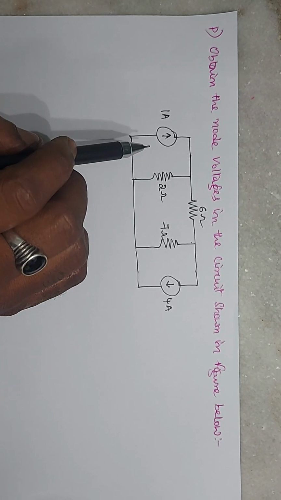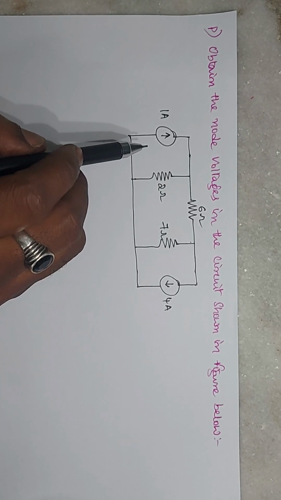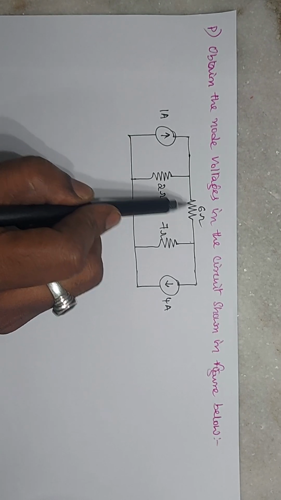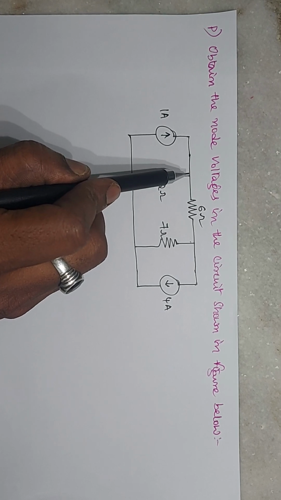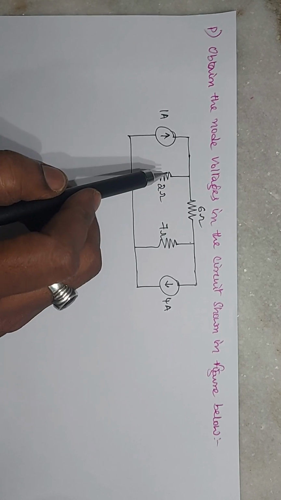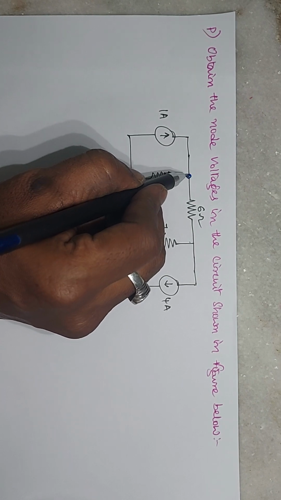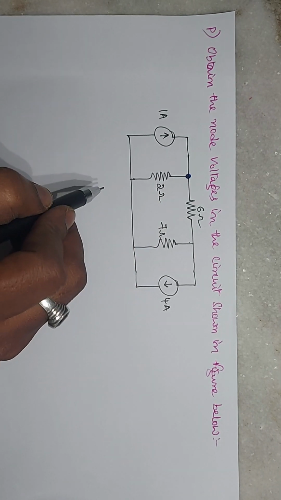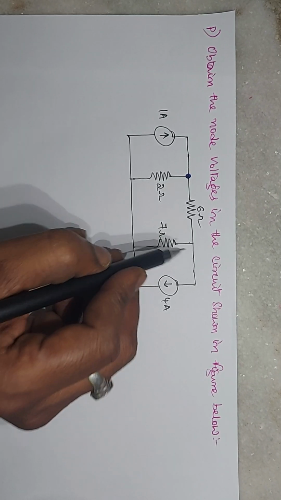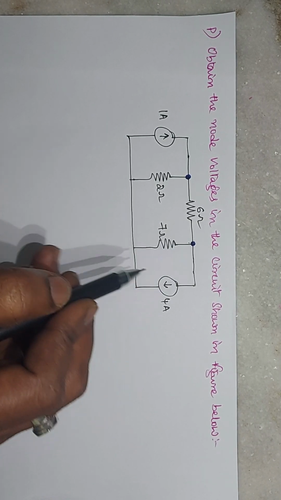Observe where two or more branches are commonly connected. You observe here the 1 ampere source, this 2 ohms and this 6 ohms are commonly connected at this point. There is no other element in between these three elements, so these three elements are commonly connected at this point. So this is one node. The next one: this 6 ohms and this 4 amperes are also commonly connected here, so I will consider this also as a node.